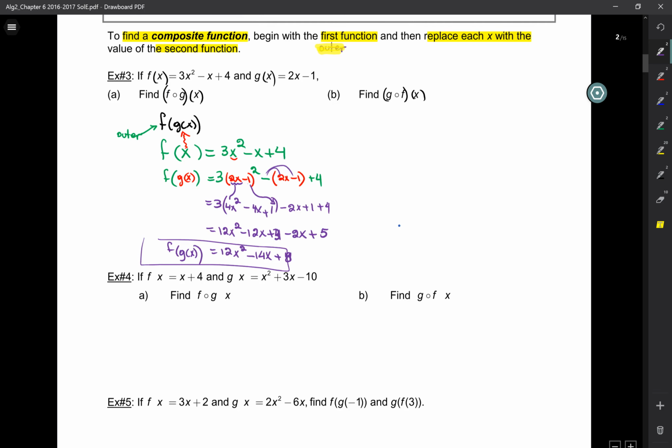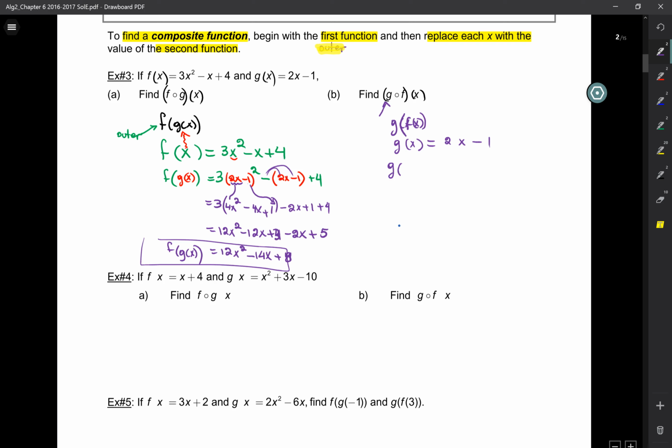They are similar, yeah. All right, now we're going to do g of f of x. What's the outside function now? G. So now what I'm going to do is g of f of x. So what am I going to put inside of what? F inside of g, right? So what's g of x? G of x is 2x minus 1.